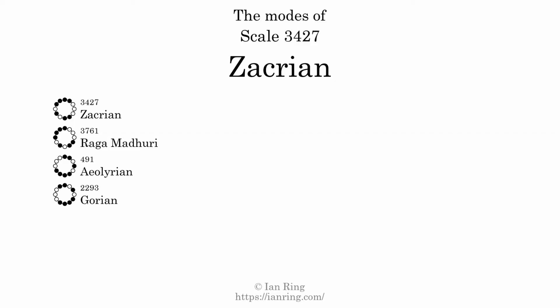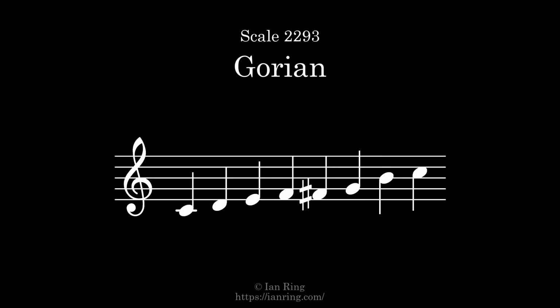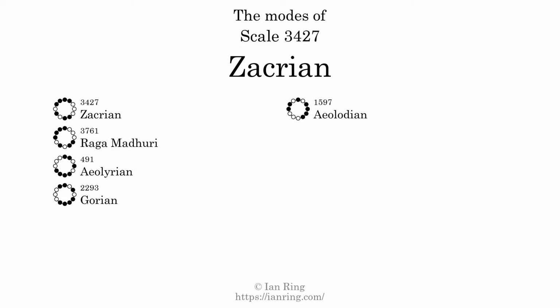The fourth mode is scale 2293, also known as Gregorian. It sounds like this. The fifth mode is scale 1597, also known as Elodian. It sounds like this.